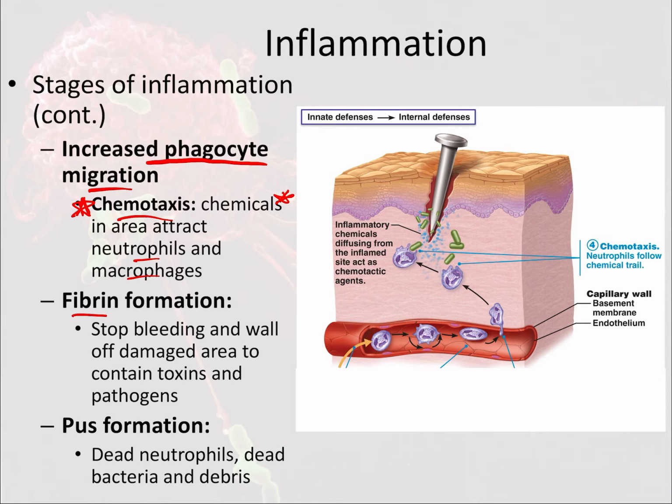We also get fibrin formation. We just talked about that with blood clotting. This is going to stop bleeding. And we get pus formation. Pus, that white stuff that we see in our zits and other infected areas, is dead neutrophils, dead bacteria, and debris from the injury.